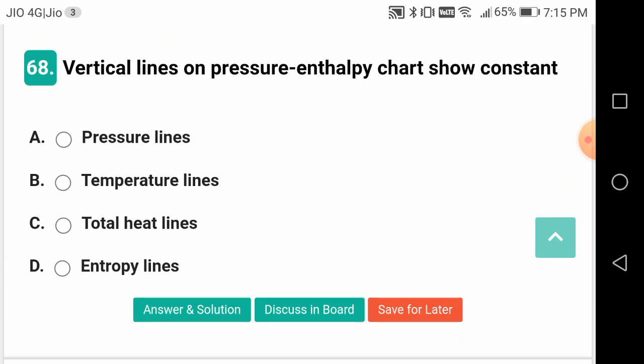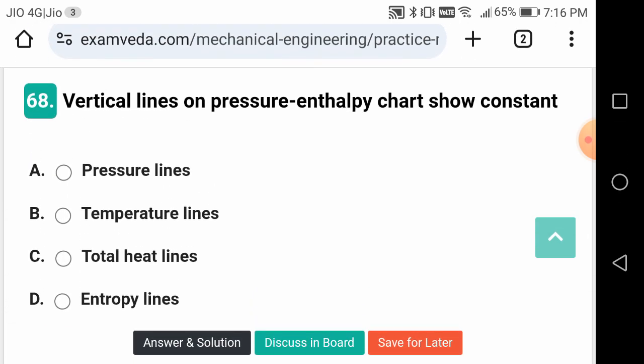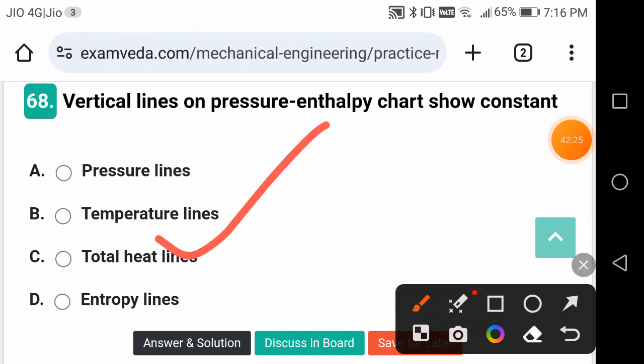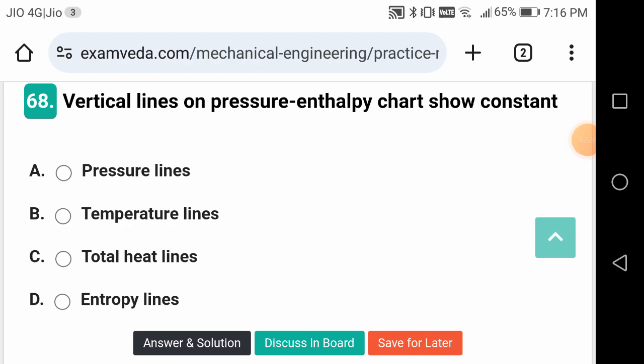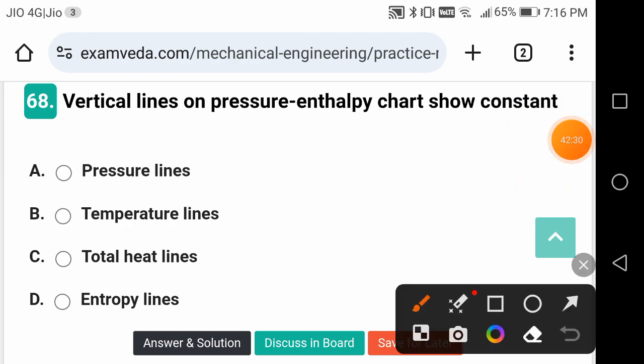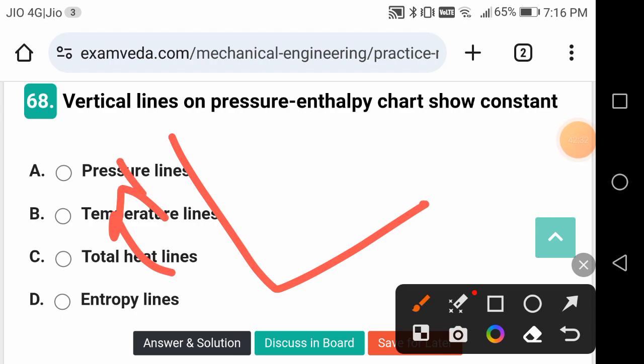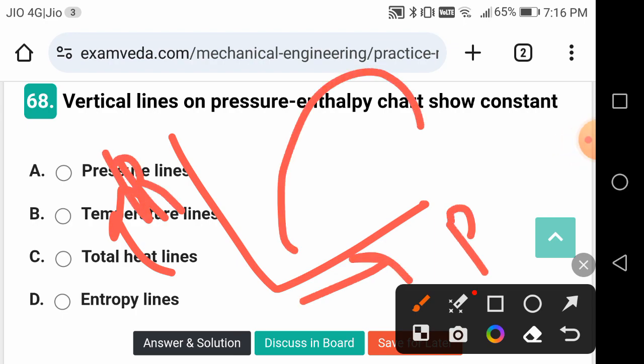Vertical lines on the pressure enthalpy chart show constant, this is a good question, friends, total heat lines. Pressure enthalpy chart, pH chart. It is also called pH chart. How will it be? So your pH chart will be something like this, right?